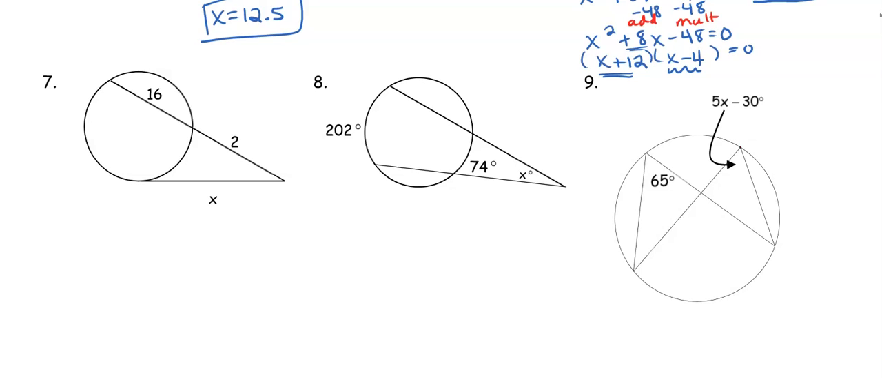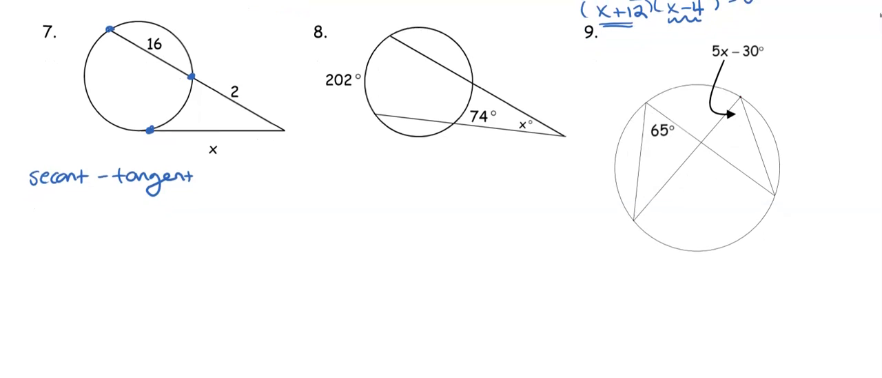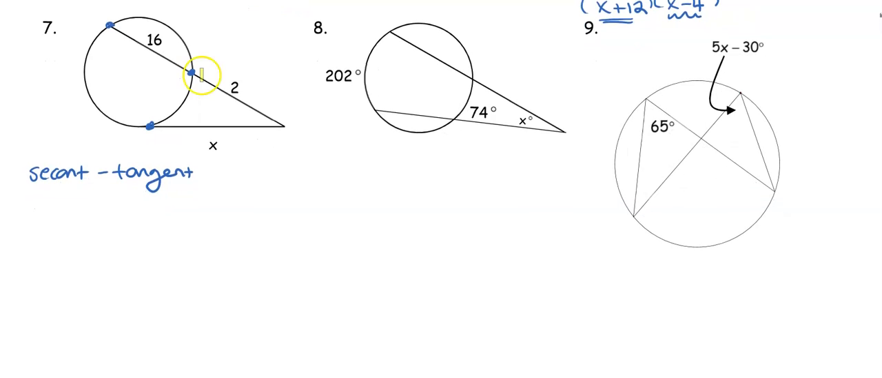Number 7. We have a secant on top because it's touching in 2 spots. And then we have a tangent on the bottom because it's touching in 1. So this is a secant-tangent relationship with segment lengths. Remember in the last problem, the secant is outside times whole. So that's 2 times 16. And then the tangent piece is the tangent piece squared.